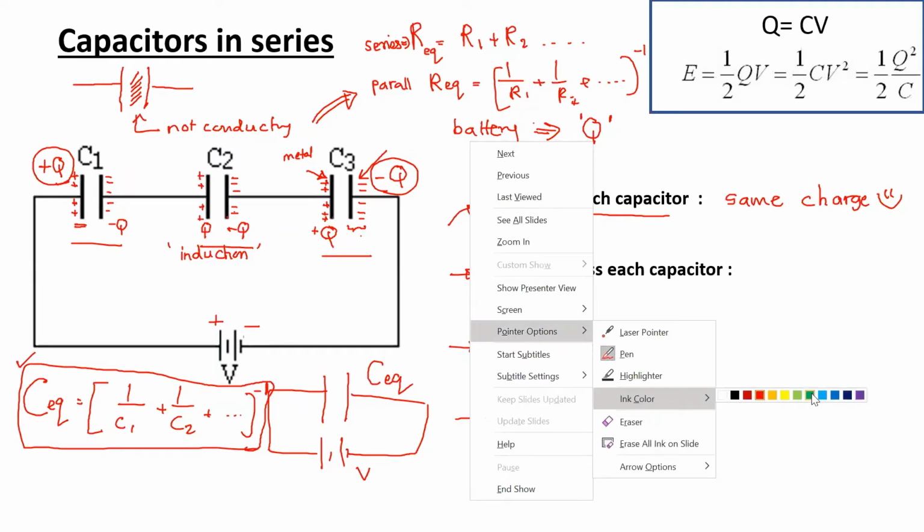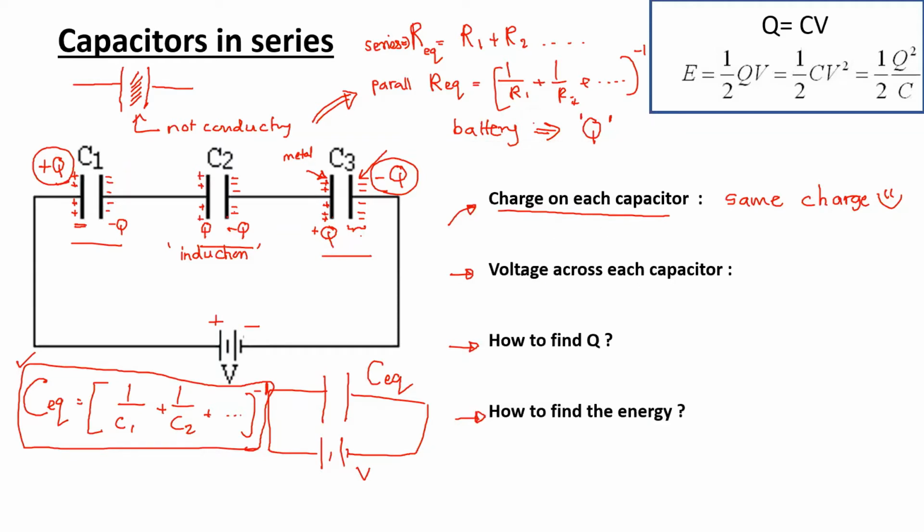Okay. So in the next part, I'm asking about the voltage across each capacitor. What can you say about the voltage? Anyone? You can tell me in the chat. Is it the same or different? So what is the voltage across the first capacitor, second capacitor, and the third capacitor? Are they the same? So I'm getting the correct answer. Yes, they are not the same.